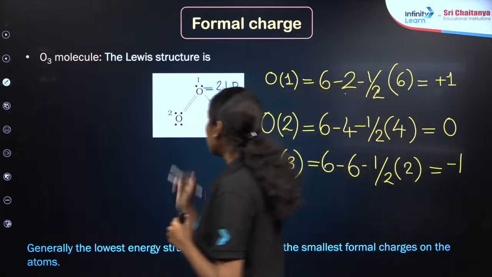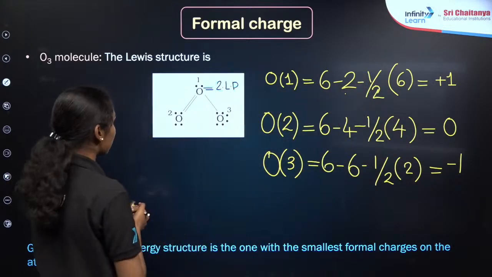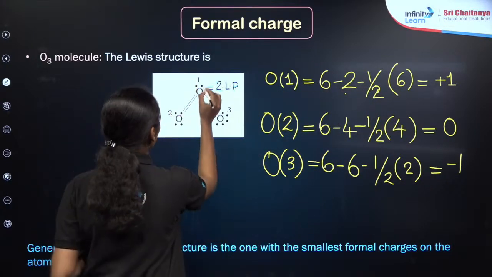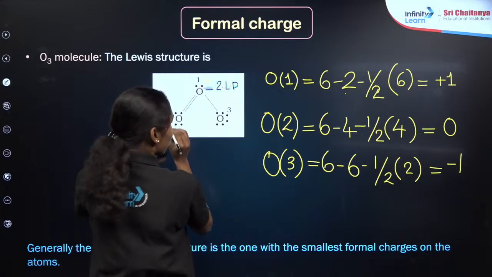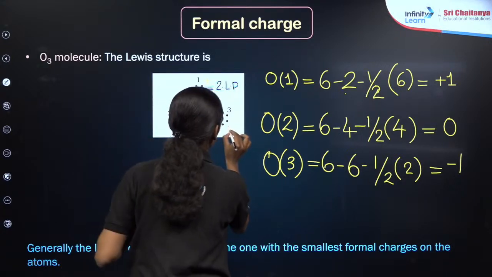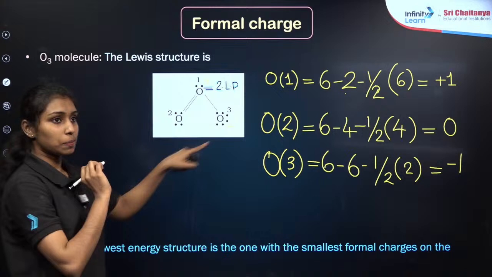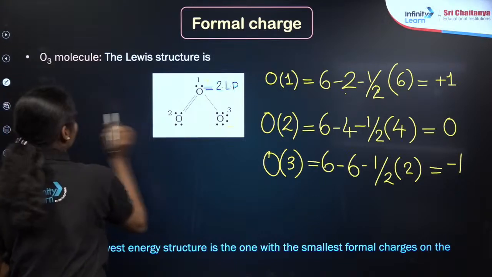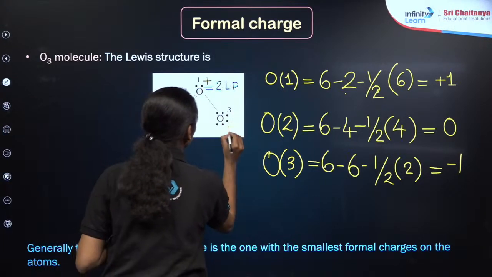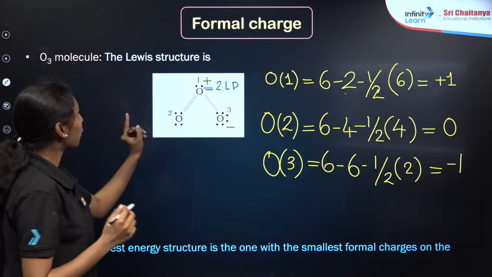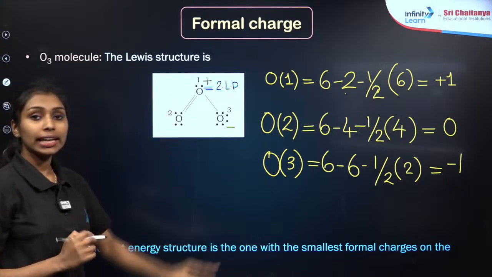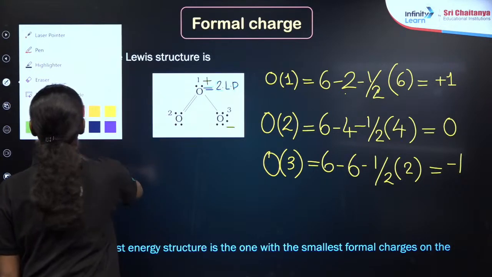So we can represent the ozone molecule by their formal charge as, here it is plus 1, right? So I am taking a positive charge here. Then for here it is 0. Then for here it is minus. Representing plus minus. This will be the structure of the ozone molecule according to the Lewis dot structure, including their formal charge. Clear?